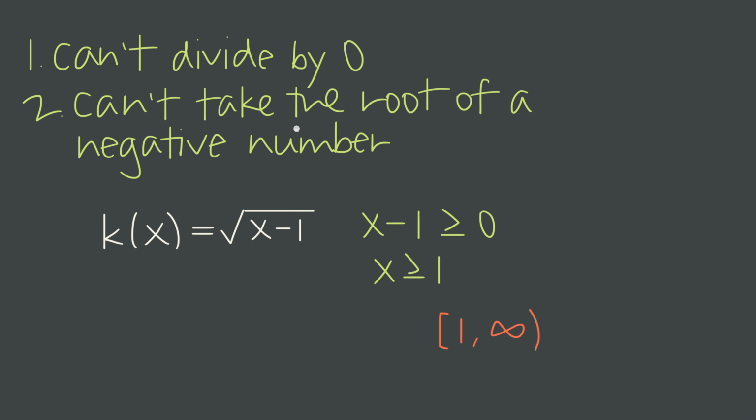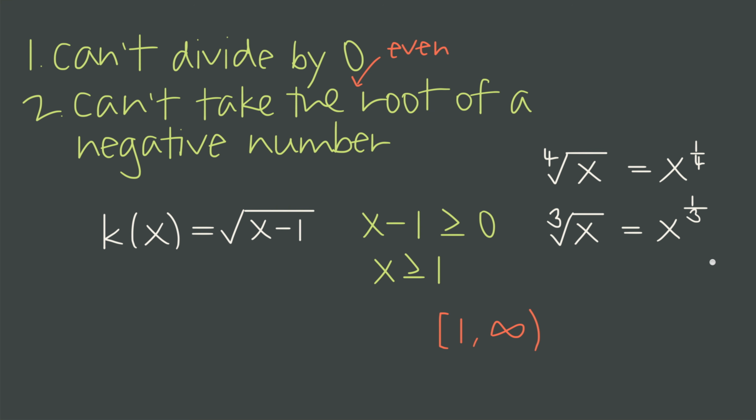Keep in mind that for this red flag, for this rule, what we're really saying is that we can't take the even root of a negative number. So this rule holds for a square root like this one. It also holds for a fourth root or a sixth root, any even root. But if we have an odd root, like a cube root, then the radicand, the value inside the root, can potentially be negative. So our rule is really that we can't take the even root of a negative number.